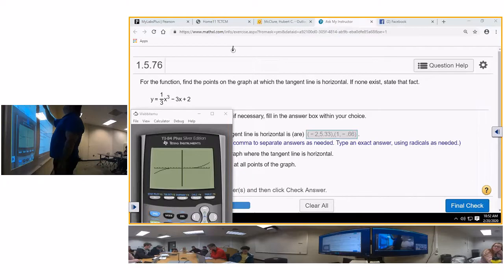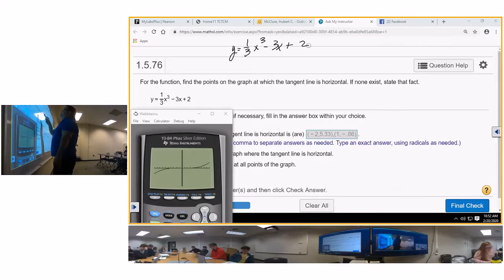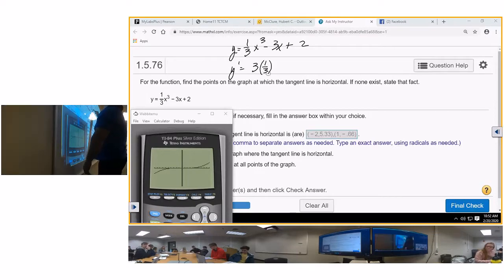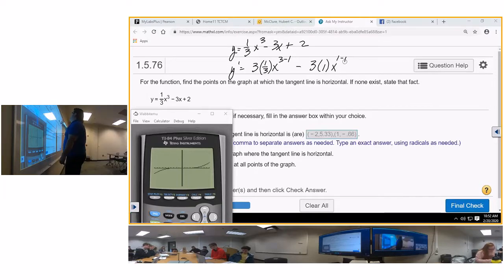So y is equal to 1/3 x to the third minus 3x plus 2. y prime is equal, I'm going to put a baby step in here for y'all, 3 times 1/3 x to the 3 minus 1, minus 3 times 1 x to the 1 minus 1, plus 0 times 2 times x to the 0 minus 1, because that right there is the x to the 0 power.